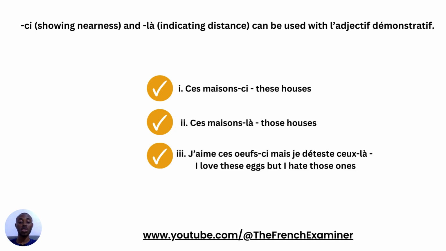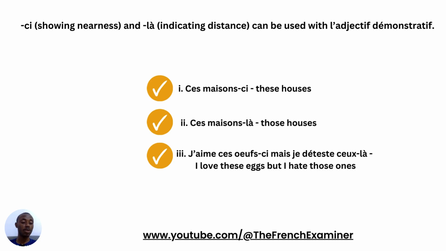Then we have the third one. J'aime ces œufs-ci, mais je déteste ceux-là. I love these eggs, but I hate those ones. Do you see that? I hate those ones. Mais j'aime ces œufs-ci. Okay? And when it is plural, we will not even say the F and the S; they will be silent. Donc, on dit j'aime ces œufs-ci, mais je déteste ceux-là.